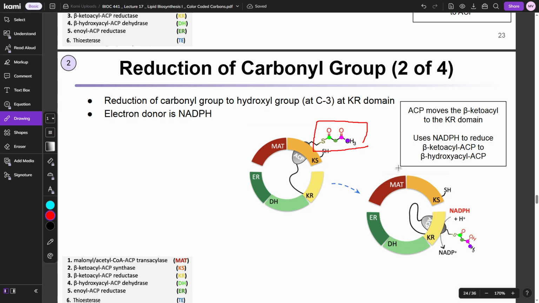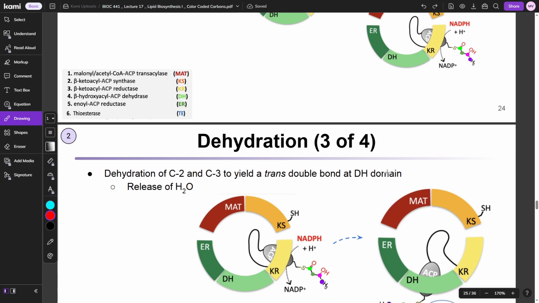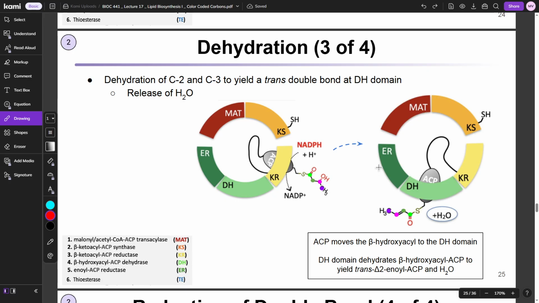And now, since we're here, what we can do is use an NADPH molecule to reduce this carbonyl group to an OH. Then we use a dehydrase, and a dehydrase is literally what it sounds like. It removes the OH and an H, right? So we're gonna remove an OH from here and the H from right here. So we're gonna release water, as you can see here.